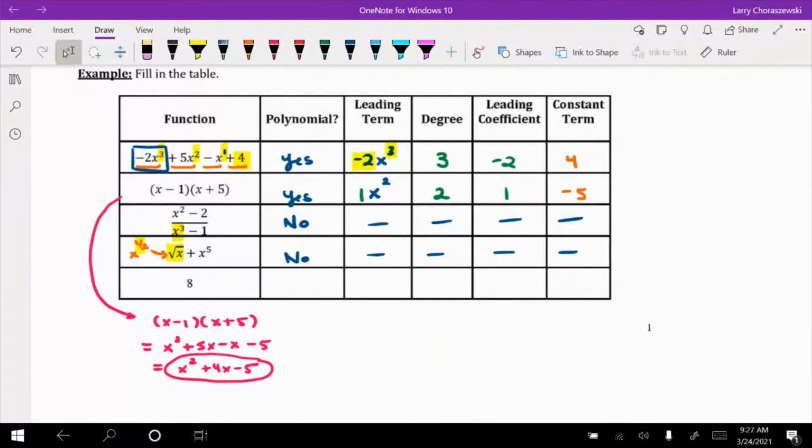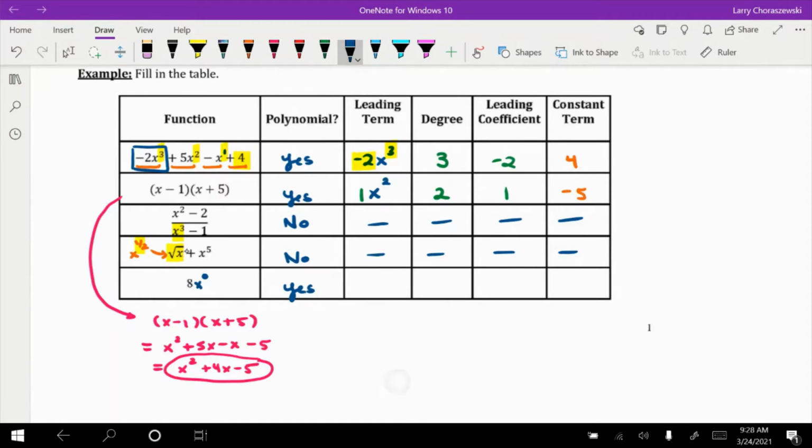Well, 8 would actually be an example of a polynomial function. It's kind of a special case. It is a monomial. You could write 8 as 8 times x to the 0, because x to the 0 is 1, and it fits that monomial format. So I include it in examples like this just to kind of shed some light on these special cases. 8 technically fits the format of a polynomial function, so we would put yes for this.